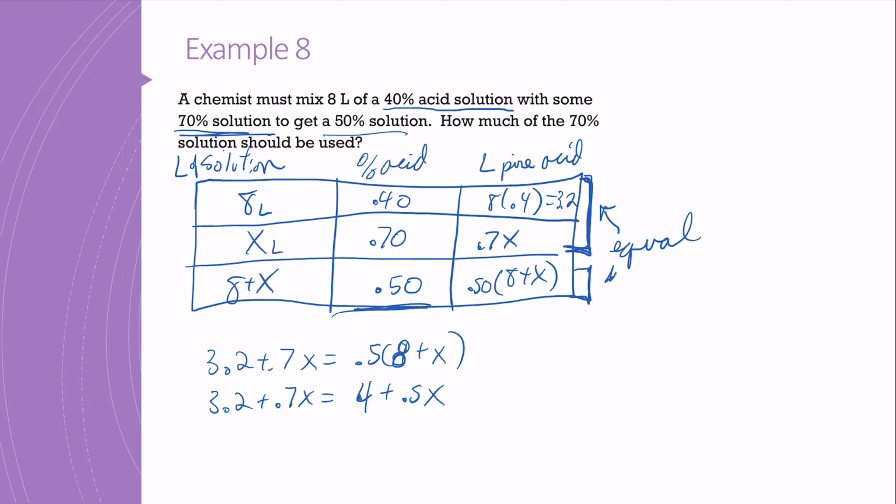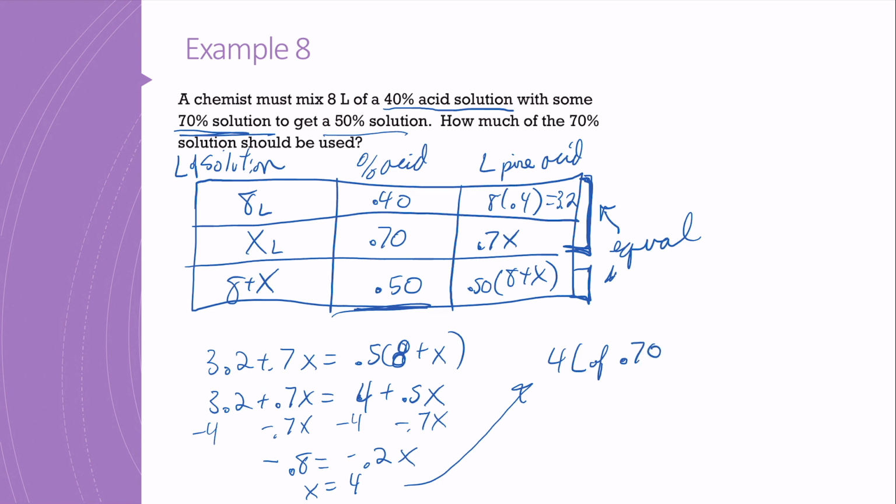And now I combine like terms. I subtract 4 from both sides. I subtract 0.7x from both sides. And I get negative 0.8 is negative 0.2x. That's going to give me x is a positive 4. So I need to mix 4 liters of 0.70 acid with 8 liters of 40% to get, I guess I would get 12 liters of 0.50 acid.